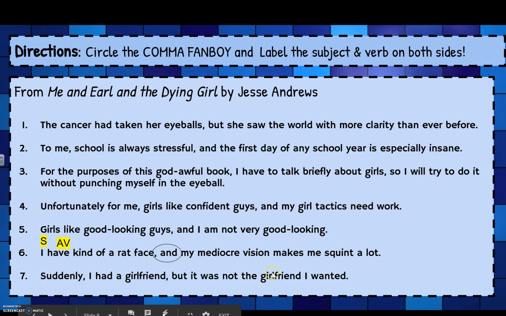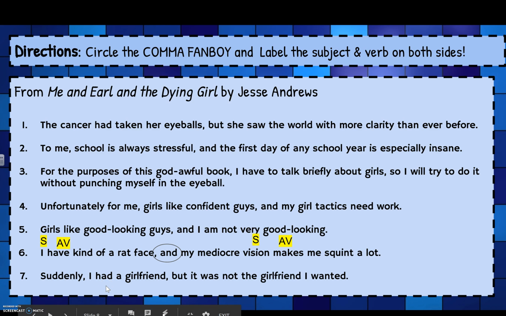Now I'm going to look on the other side of the sentence. It says, my mediocre vision makes me squint a lot. I don't see a prepositional phrase and no infinitives. So I'm going to look for my subject. What's the sentence about? It is about my vision. That's the subject. And what does the vision do? Vision makes. That's my verb. It's an action verb. So if this was a quiz or if I was answering in class, how do I know this is a compound sentence? Because it has a comma fanboy in the middle and a subject and a verb on both sides.